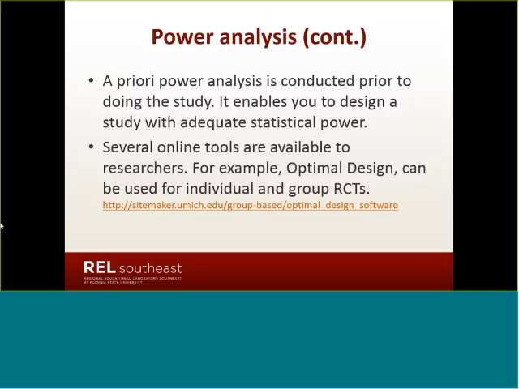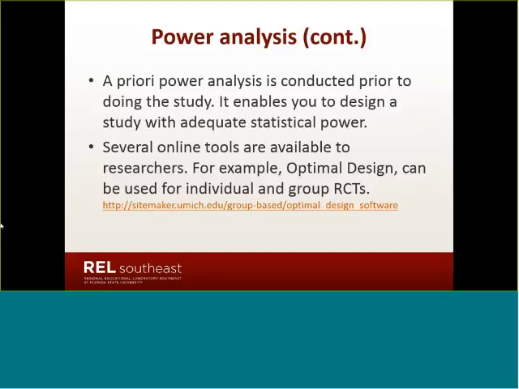An example of which is Optimal Design. It can be used for individual and group level RCTs, and the software takes into account the factors that we discussed on the previous slide, and allows you to estimate the power of your design. So both the software and the manual can be found online at the website that's listed on the slide, and you can play around with that and identify the sample size that you would need in your study.